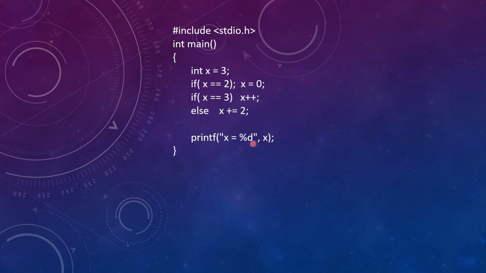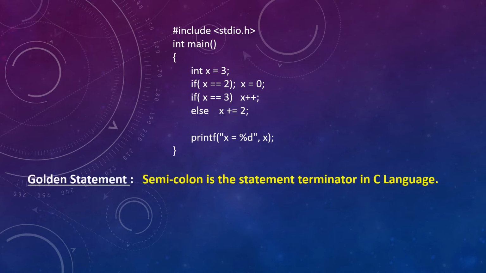Let me tell you a golden statement here so that you can understand what is the actual picture going on. The golden statement is: semicolon is the statement terminator in C language. Like in the English language, the statement terminator is a full stop, correct? Similarly, in programming languages like C, the statement terminator is a semicolon. So what does this mean? In the very first line, this line ends with this semicolon, so it is one statement.